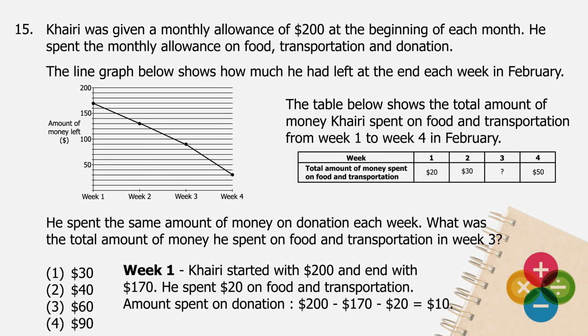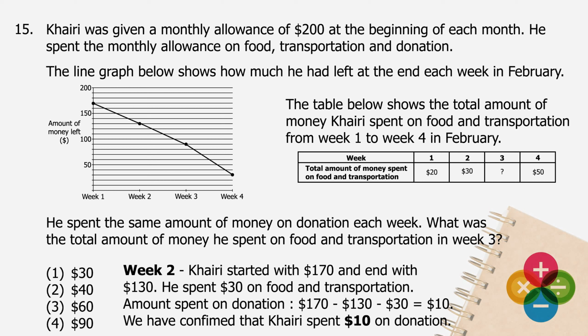In week 1, Carey started with $200 and ended with $170. He spent $20 on food and transportation. The amount he spent on donation will be, subtract $170 and $20 from $200, and the difference is $10. In week 2, Carey started with $170 and ended with $130. He spent $30 on food and transportation. The amount he spent on donation will be, subtract $130 and $30 from $170, and the difference is $10. We can confirm Carey spent $10 on donation every week.